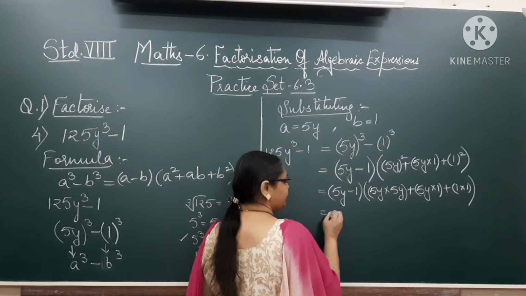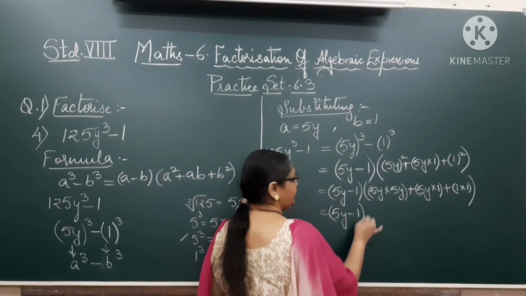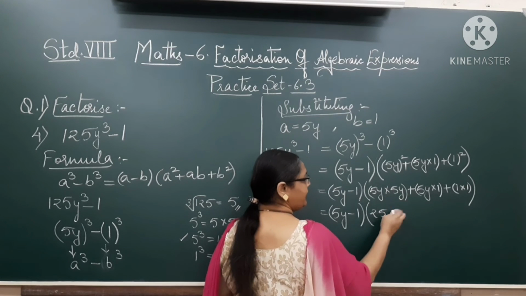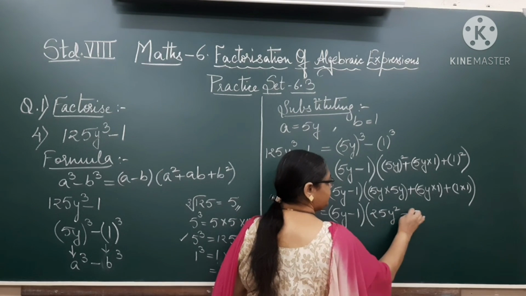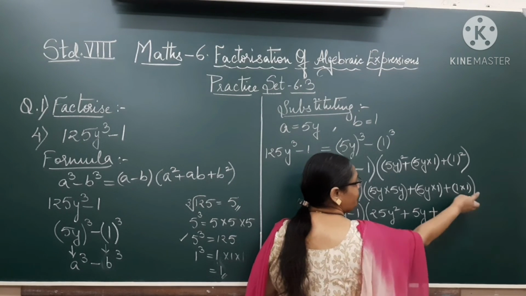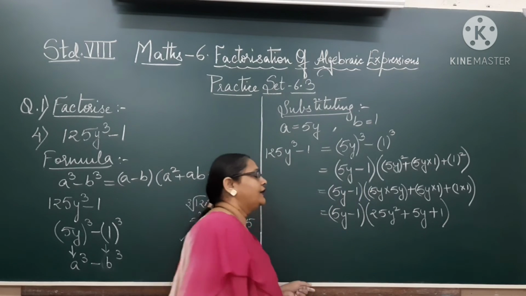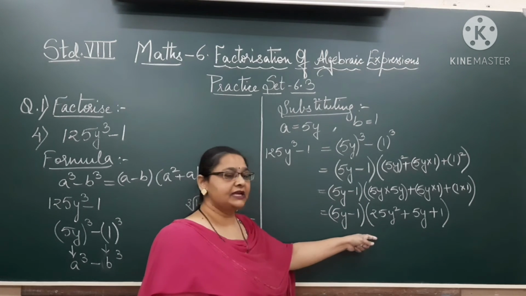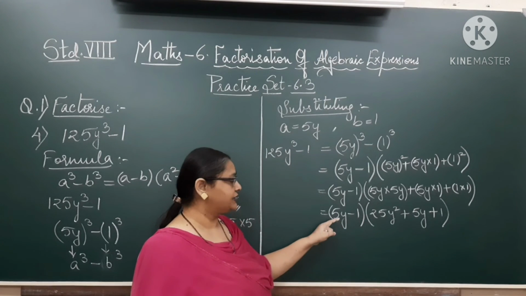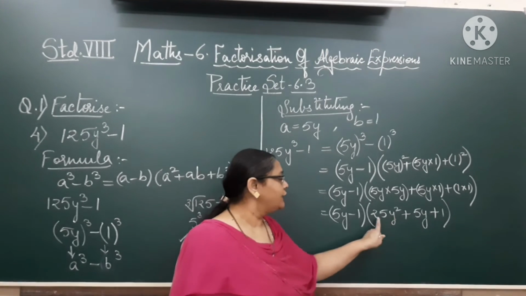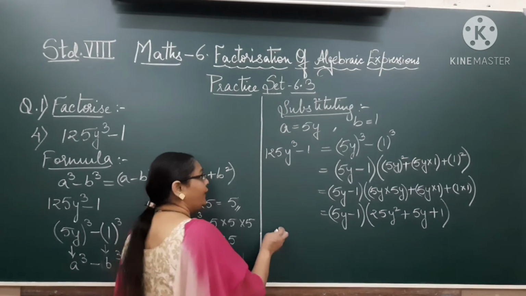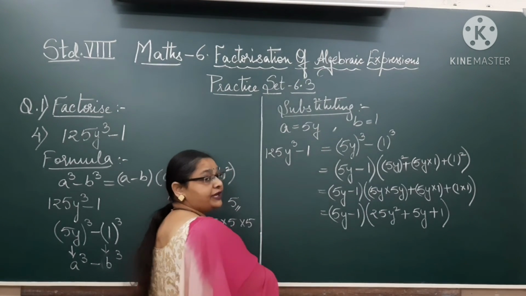Now let me simplify this. 5y minus 1, keep it as it is. 5 5s are 25, y into y is y square, plus 5y into 1 is 5y, plus 1 ones are 1. Okay, can I further simplify this? Are there any same terms? No, here there is a multiplication sign. So this 5y minus 1 is one factor. 25y square plus 5y plus 1 is another factor of the given expression.